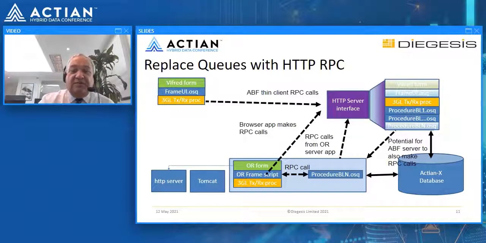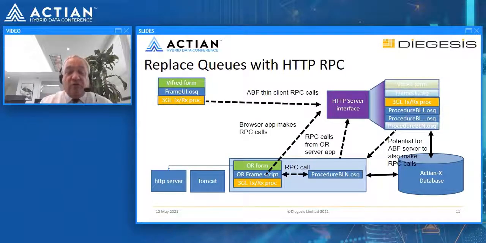So here, if we go and deploy Tomcat, which you have already got if you're running an OpenROAD server anyway. So now we replace this 3GL, which was just keeping it simple and just doing the placing of messages on queues, and we can instead make HTTP calls using curl. And actually, if we've done that, then whenever we want to get OpenROAD to call the backends, we can make HTTP calls to this HTTP server as well.